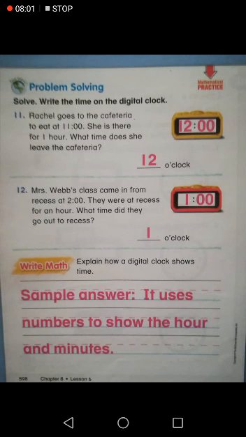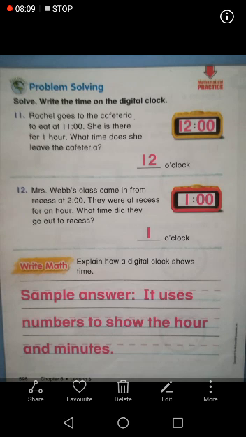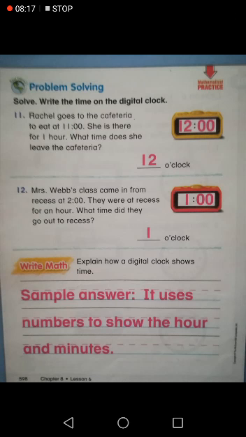Let's read the problem solving together. Rachel goes to the cafeteria to eat at 11 o'clock. Here is a digital clock showing 11 o'clock. Look how to read the digital clock: 11 o'clock. Zeros mean o'clock exactly. She is there for 1 hour. She spent 1 hour eating. She went to the cafeteria to eat something.